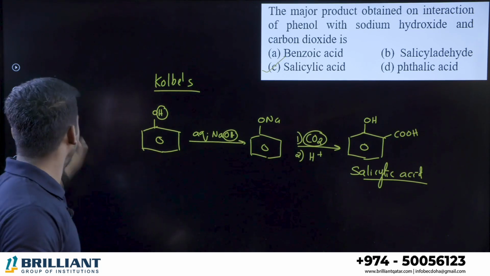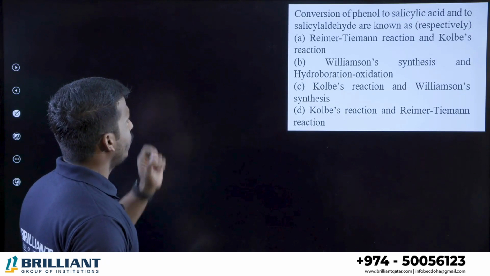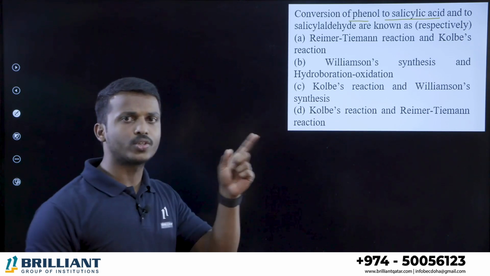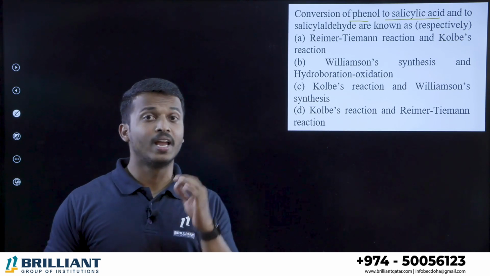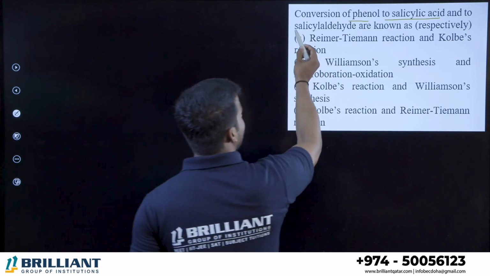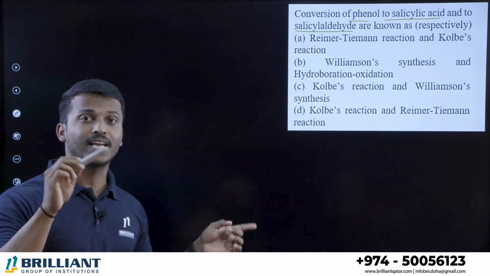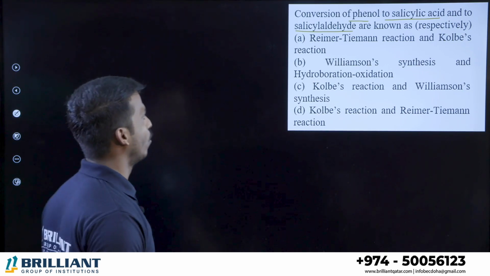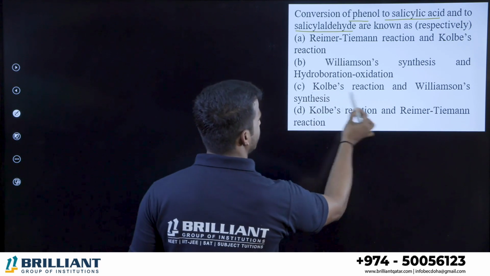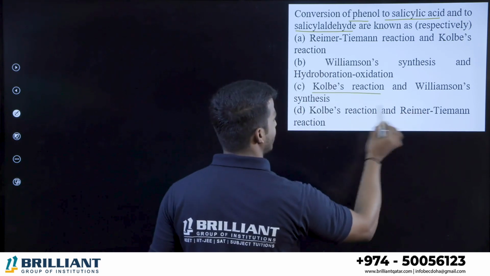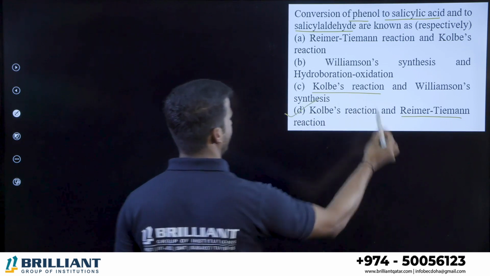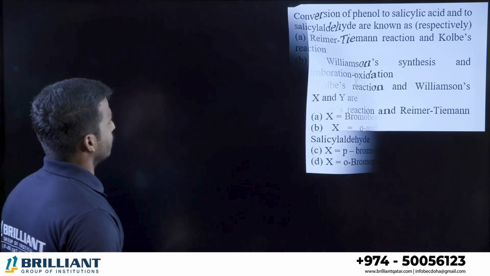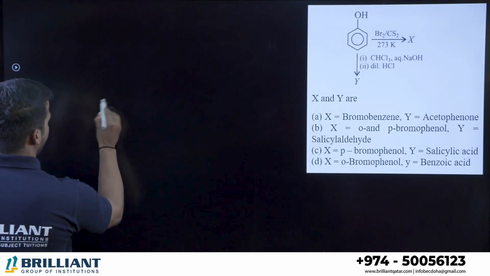This is Kolbe's reaction. Now, conversion of phenol into salicylic acid, what is the name of the reaction we said? Kolbe's reaction. And phenol into salicylaldehyde, what is the name of the reaction? Reimer-Tiemann reaction. So phenol to salicylic acid is Kolbe's reaction. Phenol to salicylaldehyde is Reimer-Tiemann reaction. I think option D is the correct answer, right? Kolbe's and Reimer-Tiemann.